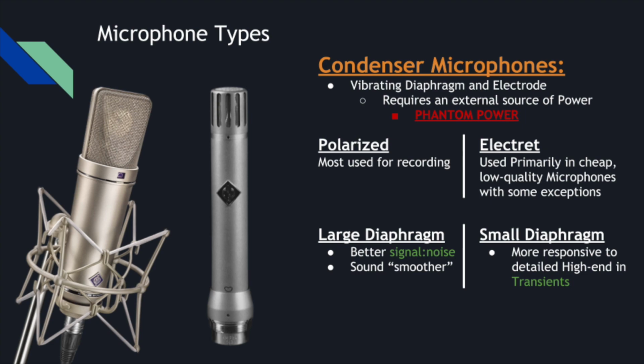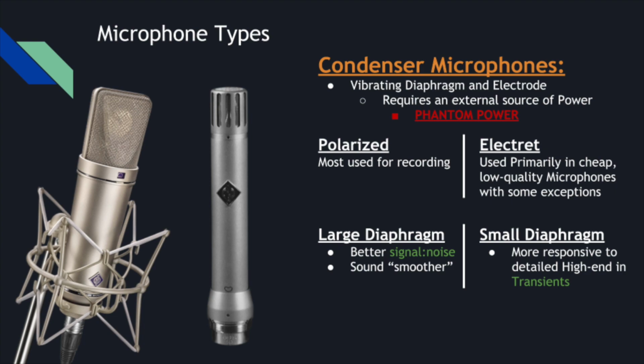Audio-Technica is one of those brands that makes electret condensers that are more well-rounded in their frequency responses and designed more for musical usage. But most of the time, electret condensers go into like CB radio handles. If you hear anything that's going to sound like this, that's really what most electret condensers sound like. The polarized are used most for recordings.